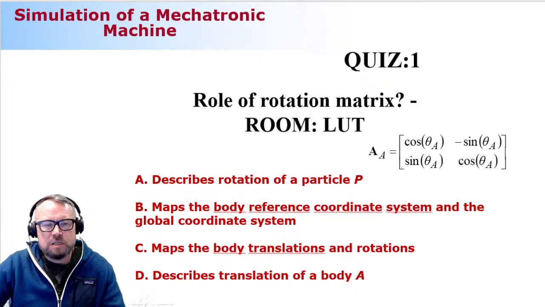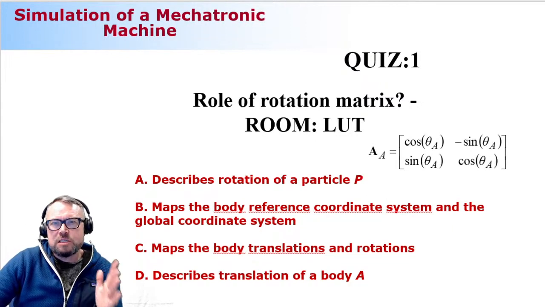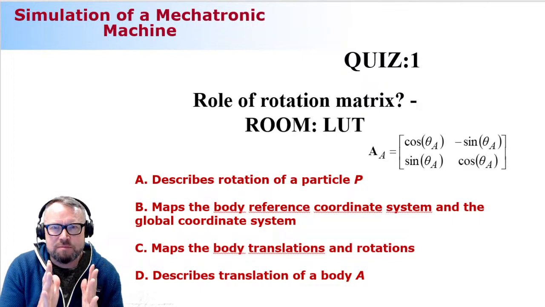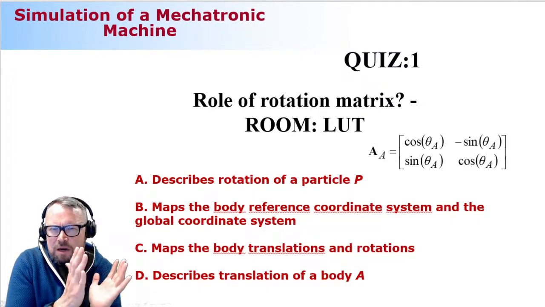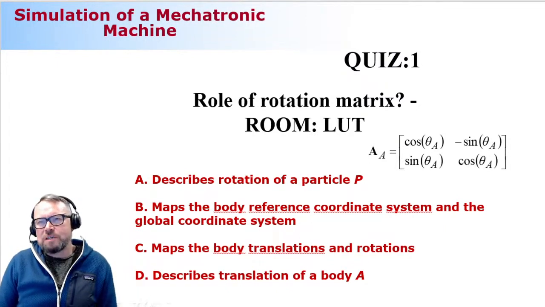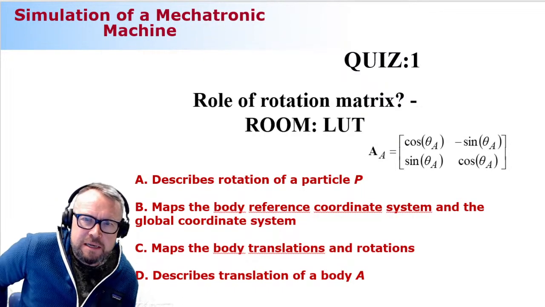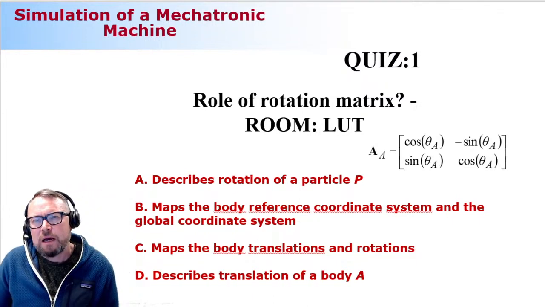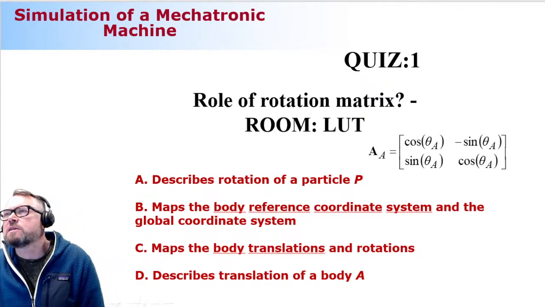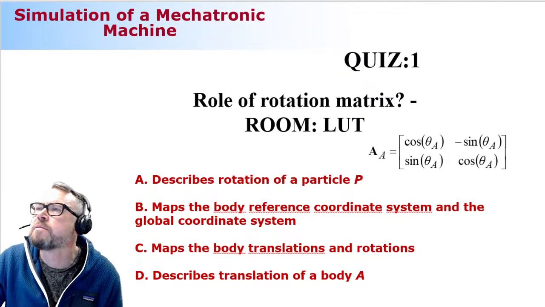But my first in-class quiz to you is: what is the role of the rotation matrix? First option, it describes the rotation of a particle. Hear me, it describes the rotation of a particle. Remember what I just explained about the rotation and the particle? Option B, it maps the body reference coordinate system and the global coordinate system. Option C is maps body translation and rotation. And the final option describes the translation of body A. Let me put the Socrative on so you can answer this question. So go ahead.